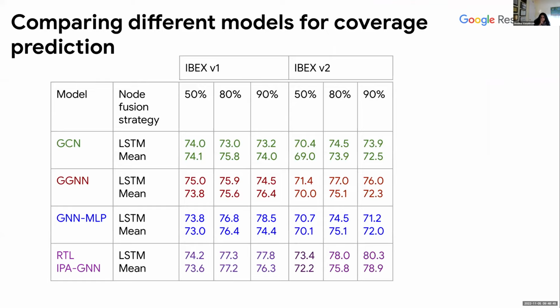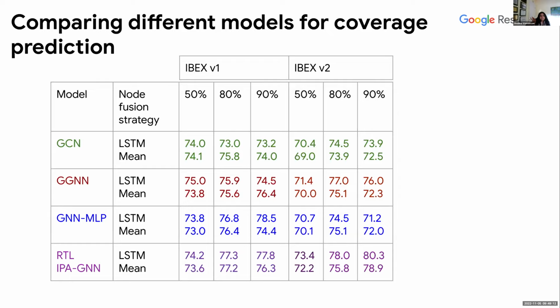Now, beyond coverage prediction, I do want to spend a minute here. We tried a bunch of different models. The last one is the RTL IPA GNN, and that's the one that was modeled in order to actually mirror the instruction or the control flow of the RTL. The other three are variations of a regular GNN.